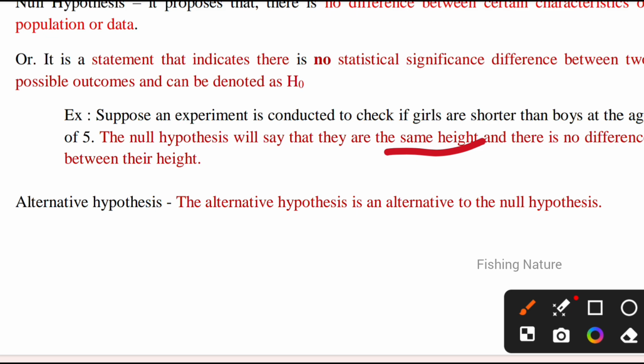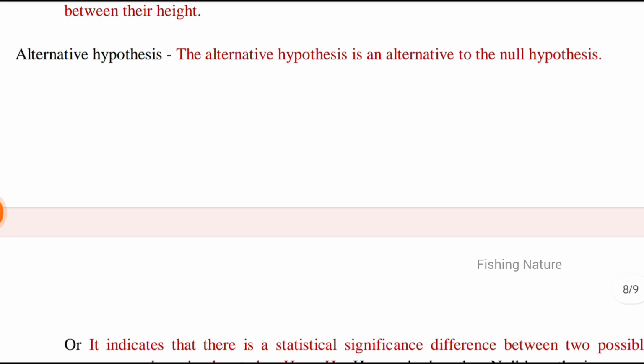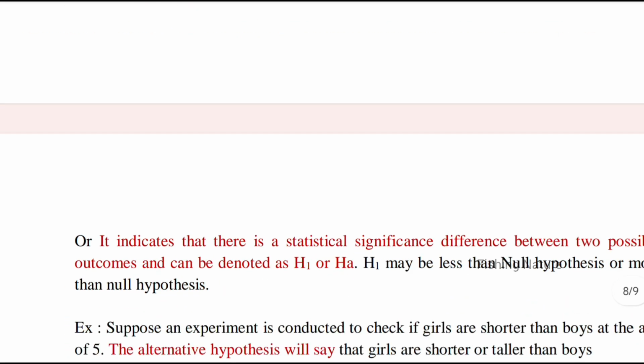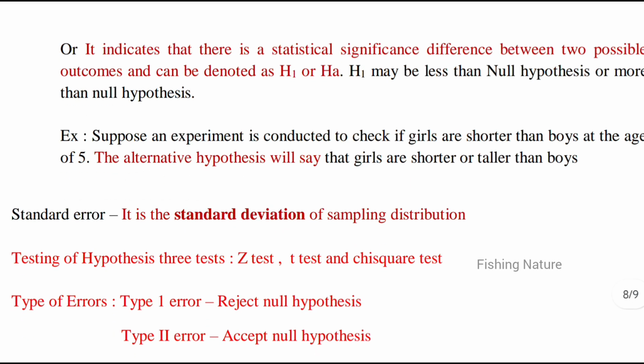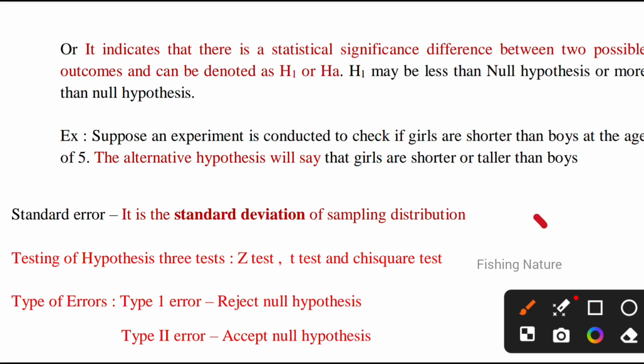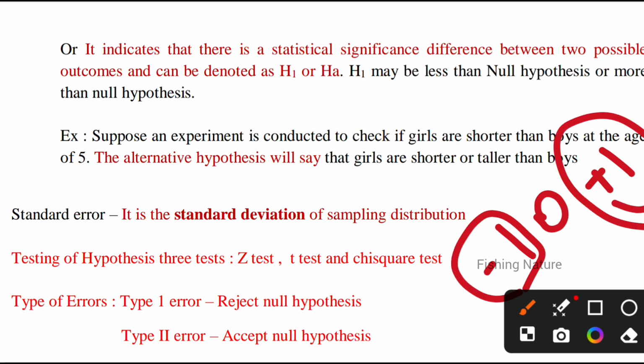The alternative hypothesis is an alternative to the null hypothesis. It is opposite to null. It indicates that there is a statistically significant difference between the two possible outcomes and is denoted as H1 or HA. It is less than the null hypothesis or more than the null. If we remember, null is 0. Then this statistical hypothesis is less than 0, meaning -1, or more than 0, meaning +1. 0 is the null hypothesis.